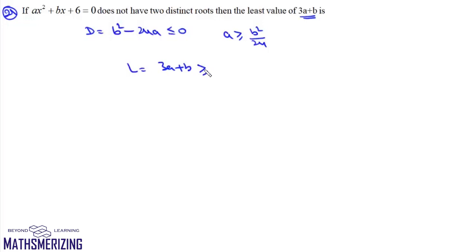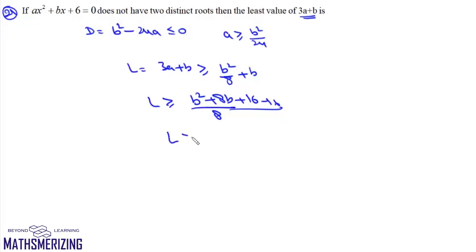Now we need to find least value of 3a plus b. 3a plus b will be greater than or equal to, now 3a is b square upon 8 plus b. So we can write L is greater than or equal to b square plus 8b upon 8. So now we'll add 16 and subtract 16.